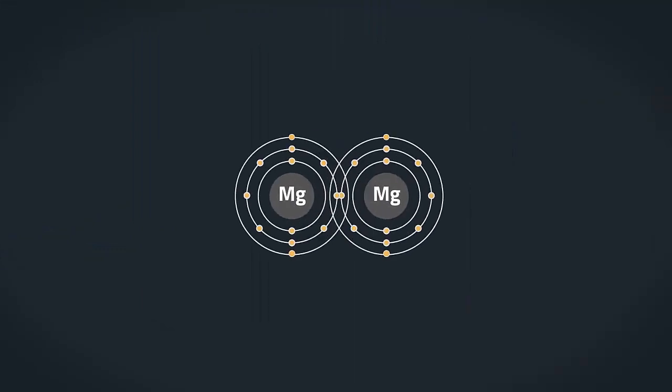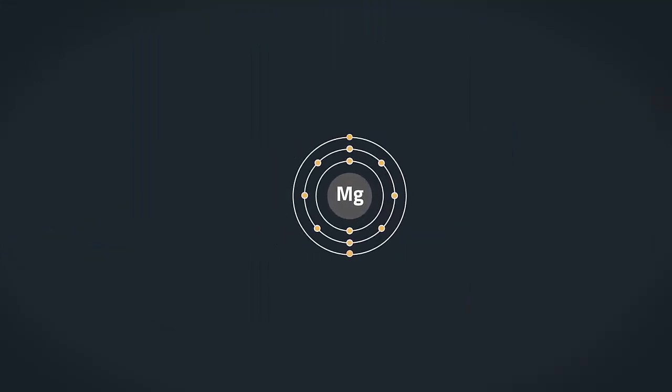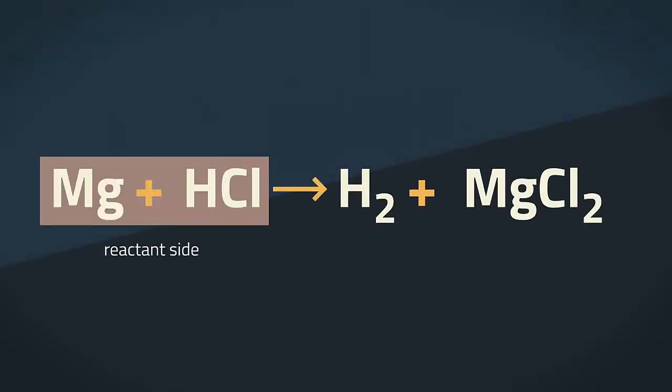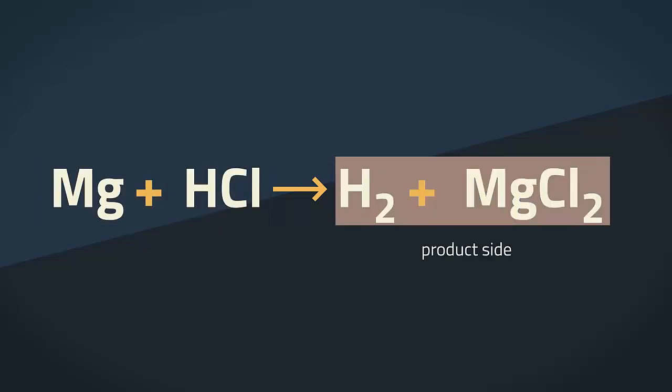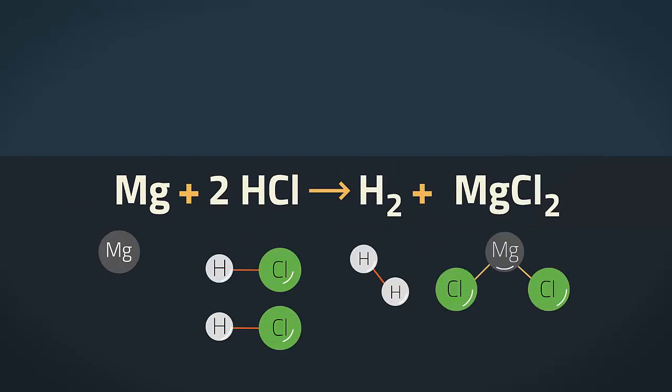Because atoms are never created or destroyed during chemical change, only rearranged, the number of atoms for each element on the reactant side must be equal to the number of atoms for each element on the product side. So the balanced equation will look like this.